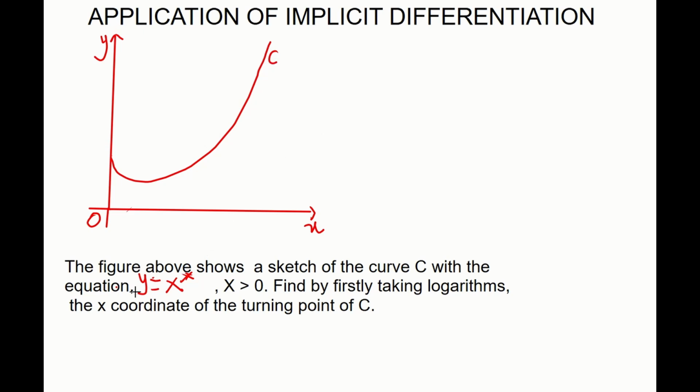So the question goes, the figure above shows a sketch of the curve C with the equation y equals x to the power x, where x is greater than 0. Find, by first taking logarithms, the x coordinate of the turning points. So we have been given a hint here: first take the logarithm of both sides. Let's see how we have to proceed with this.